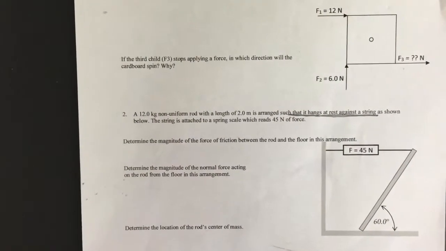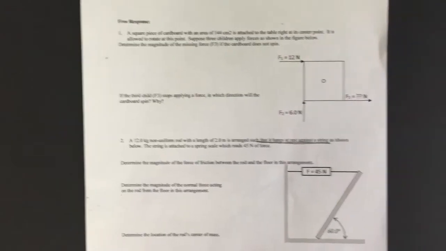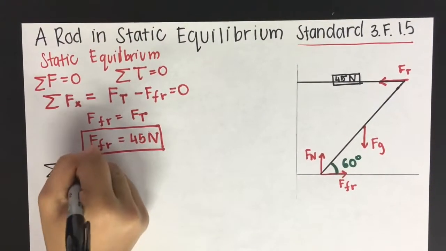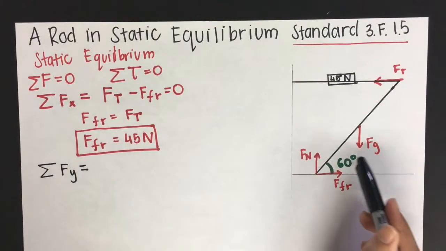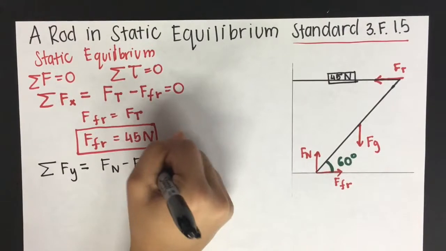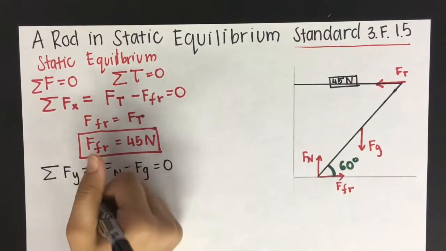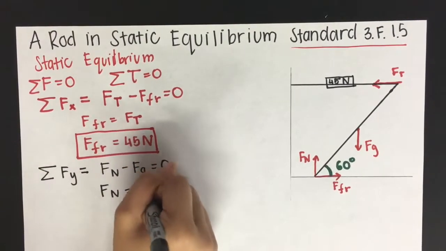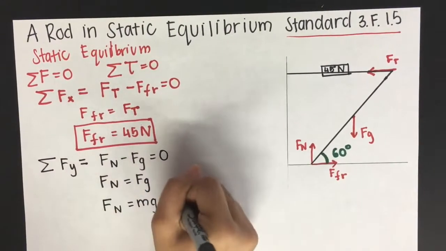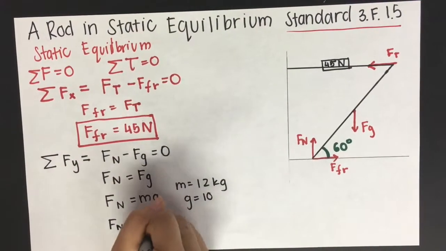The second part asks us to determine the magnitude of the normal force acting on the rod from the floor in this arrangement. So going back to our diagram, we can see that we need to take the forces in the y direction now. The only forces in the y direction are the force of gravity and the normal force. So we can make an equation by saying Fn minus Fg equals 0 since it's in static equilibrium. Since they are opposite forces, there should be a minus sign in the middle. Now we can solve for the normal force by saying Fn equals Fg. We know that the equation for Fg is just m times g. M is given to be 12 kg, and we can take g to be 10. So Fn equals 120 newtons.